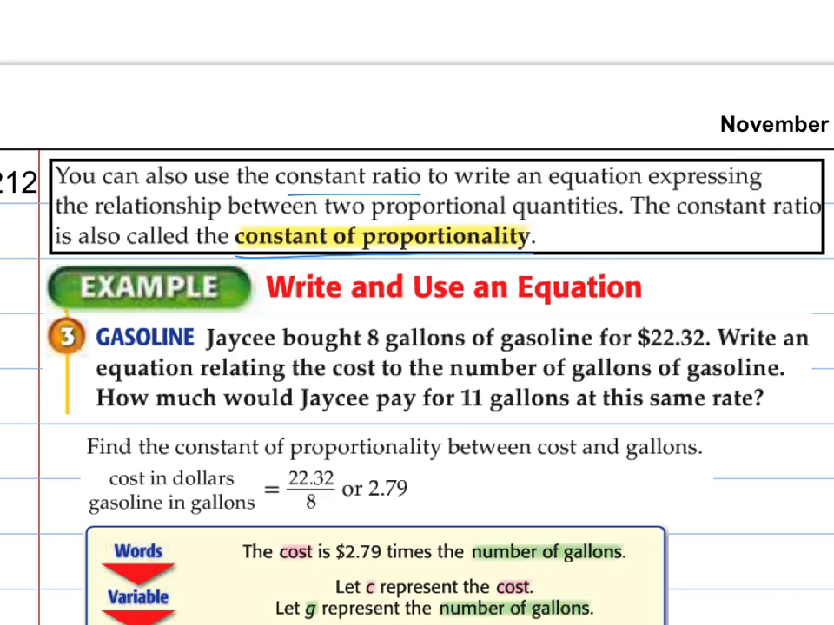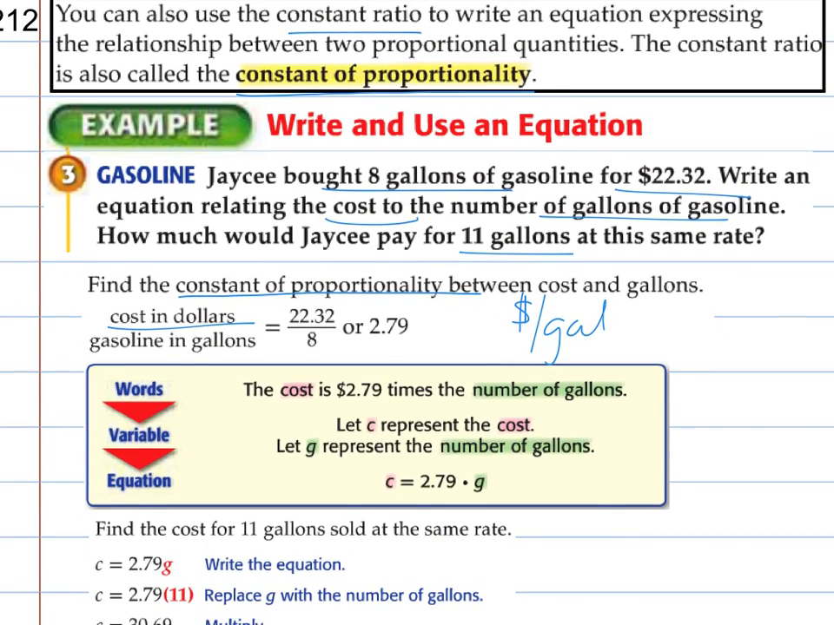JC bought 8 gallons of gasoline for $22.32. Write an equation relating the cost to the number of gallons of gasoline. So we're relating cost and gallons of gasoline. How much would JC pay for 11 gallons at this same rate? So we know that she bought 8 gallons for $22.32. So we're going to find the constant of proportionality first. Kind of like the unit rate. How much did she pay for one? So cost in dollars per gallon, because we're looking for how much per gallon, not gallon per dollar.